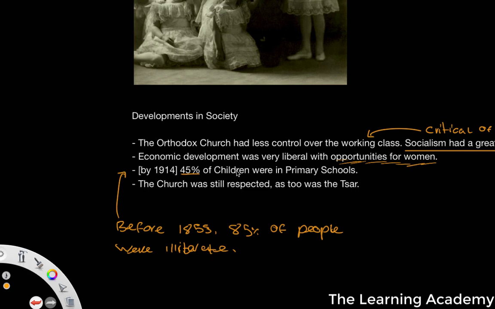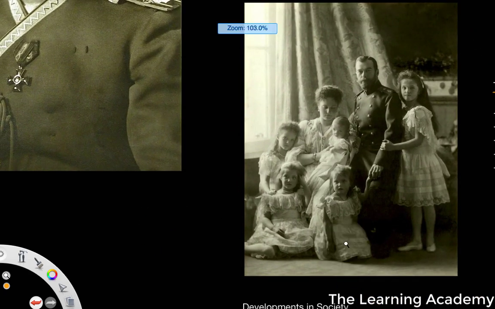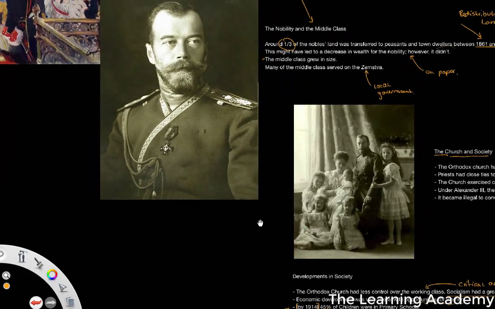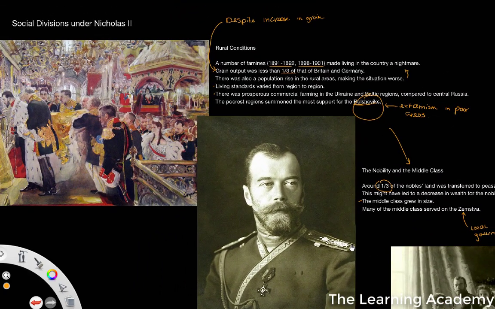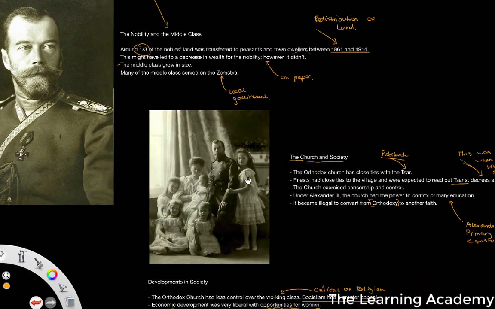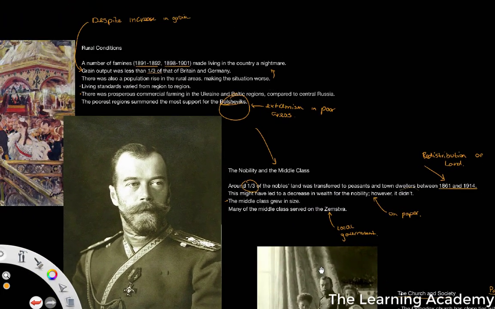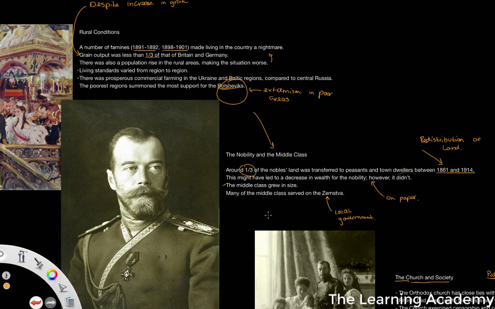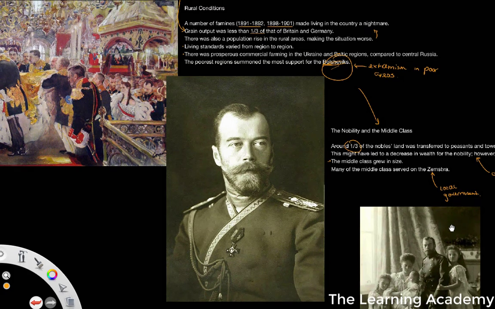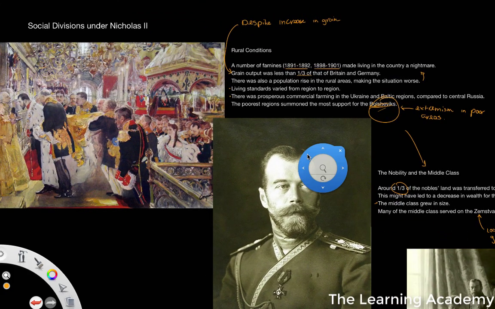Okay, and even by 1914 there was still respect for the church and there was still respect for the Tsar. This would change during the First World War, but the respect for the church and Tsar was still very high and prominent. There were no real huge problems during this time within society other than the 1905 revolution. Rural conditions weren't great, and that's where the most extremism came from. But in terms of the middle class, we see quite positive social living conditions.